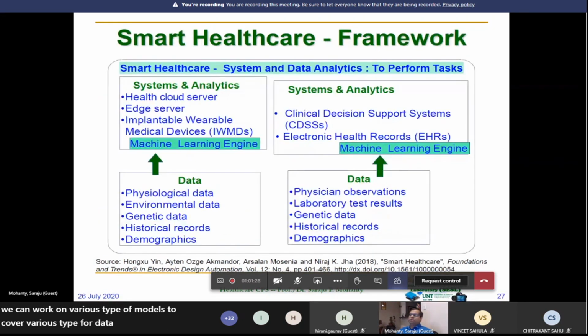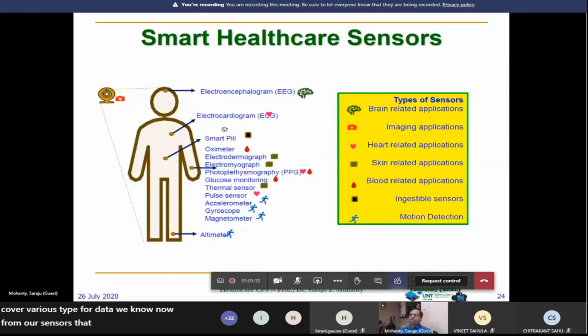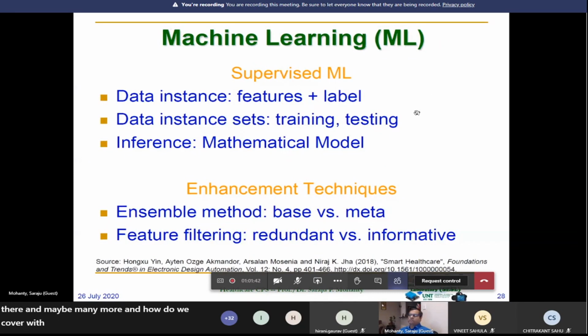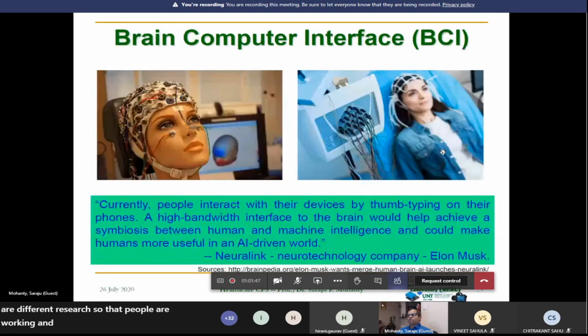We know now from our sensors that there are so many varieties of data here, EEG to ECG, then oximeter, pulse sensor, all these varieties of data are there, and maybe many more. And how do we cover them with the different varieties of models? Those are different research that people are working on, and we have done some as well.